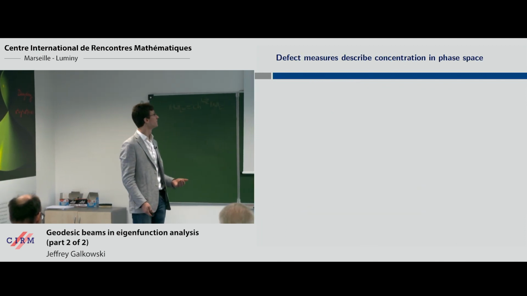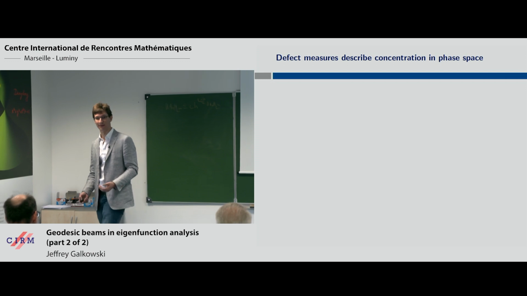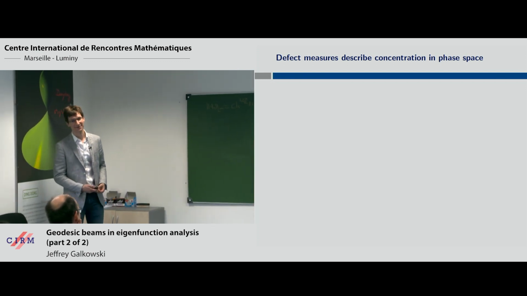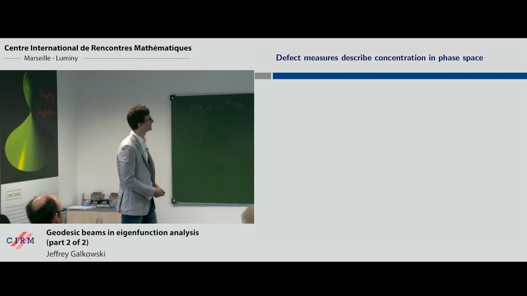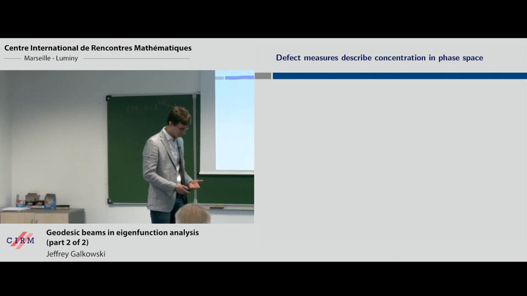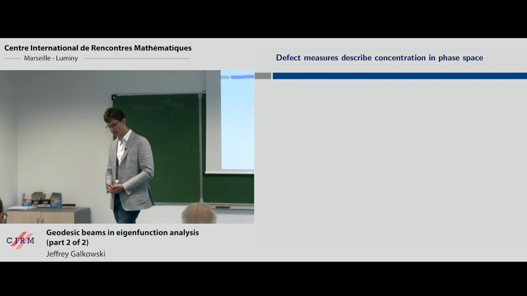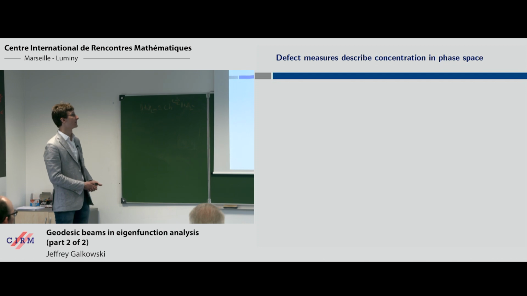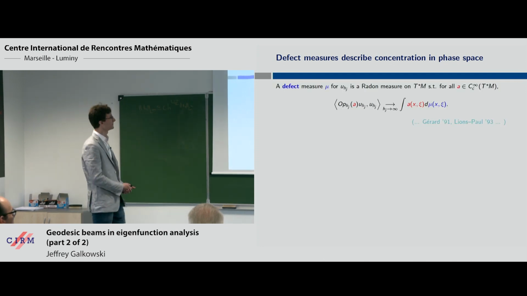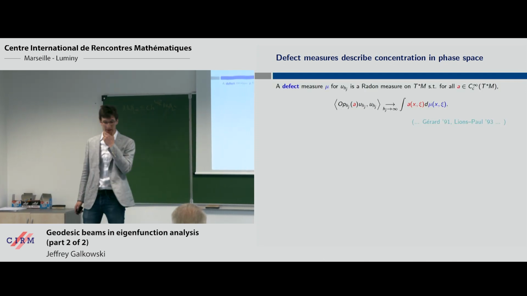And so I should remind you, what is a defect measure? Nobody's done that yet this conference, so I guess that falls to me. What is it? It's a measure which tells you about concentration in phase space, L2 concentration in phase space. And it's just defined as follows.